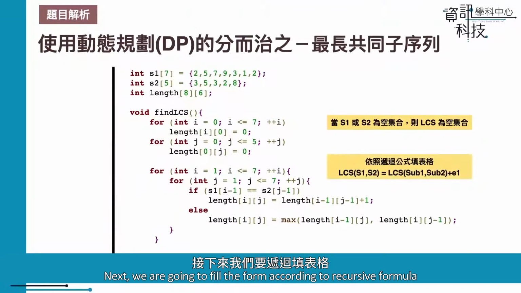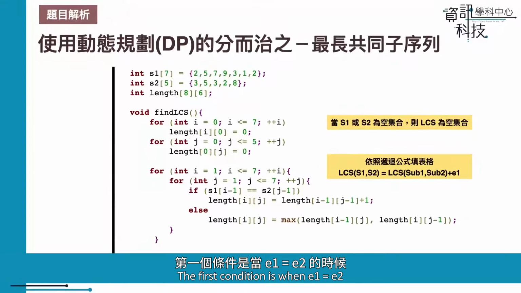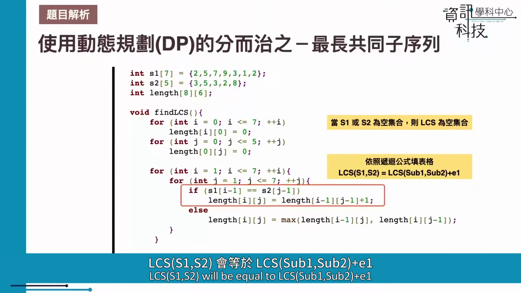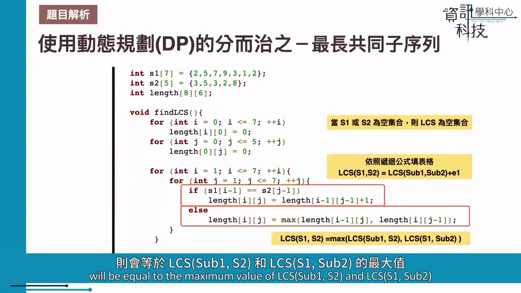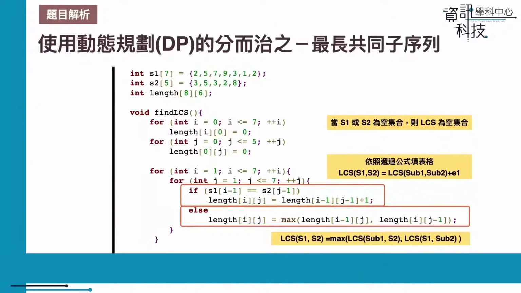Next, we are going to fill the form according to the recursive formula. The first condition is when E1 equals E2. LCS(S1, S2) will be equal to LCS(S1 sub 1, S2 sub 1) plus E1. When E1 is not equal to E2, our longest common subsequence will be equal to the maximum value of LCS(S1 sub 1, S2) and LCS(S1, S2 sub 1).